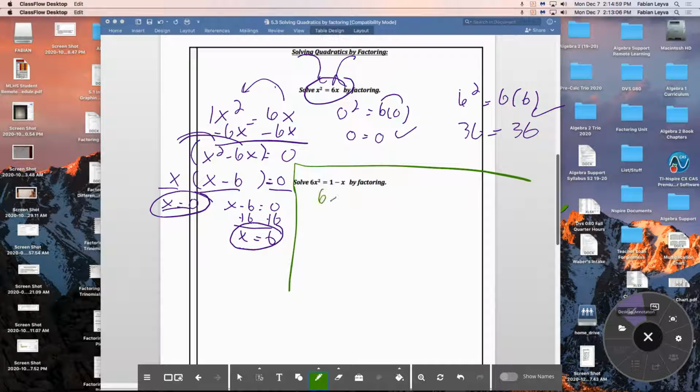So one more, I'll change colors so that way we don't get too confused. So I have 6x squared is equal to 1 minus x. Now remember, your whole goal here is to set it equal to 0, so that way you can factor it, so that way you can use the 0 property.